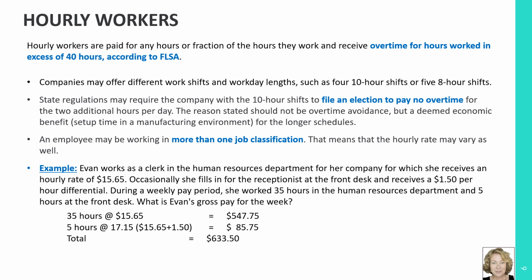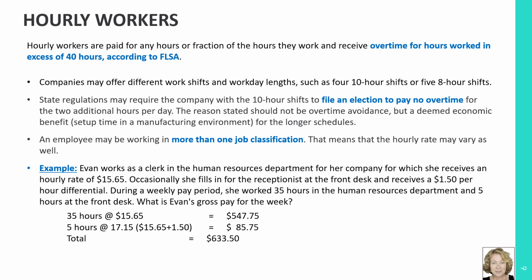An employee may also be working in more than one job classification, especially in small businesses, where that can happen all the time. So that means that the hourly rate that the employee receives may vary. And here's an example of that. Evan works as a clerk in the human resource department for a company. She receives one rate for that of $15.65, but she also occasionally fills in as a receptionist. And then she receives $1.50 more, and that's called an hour differential.